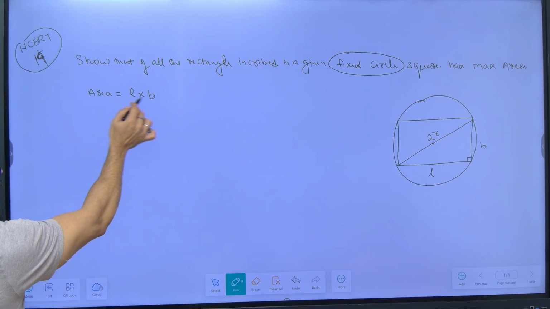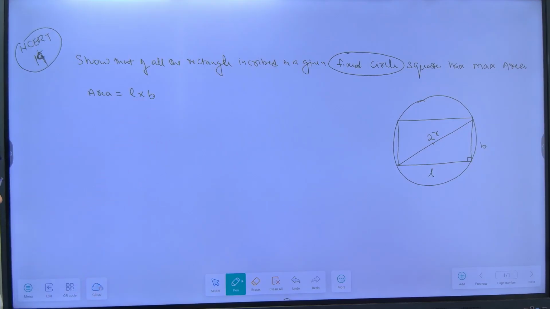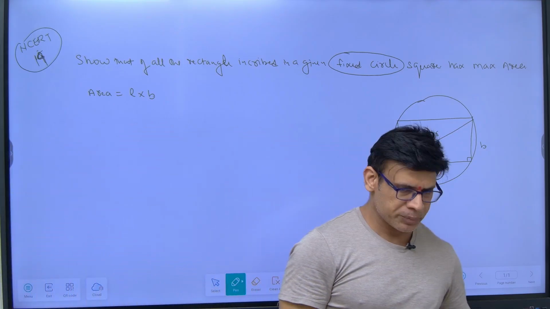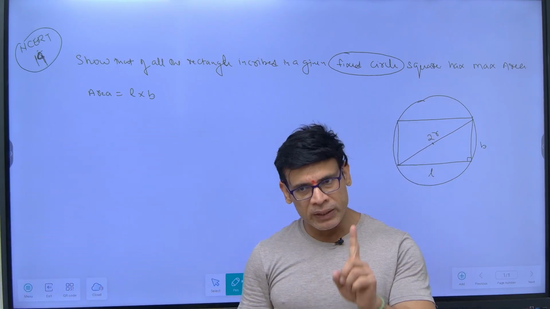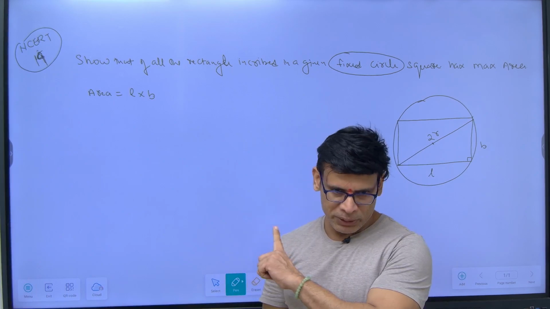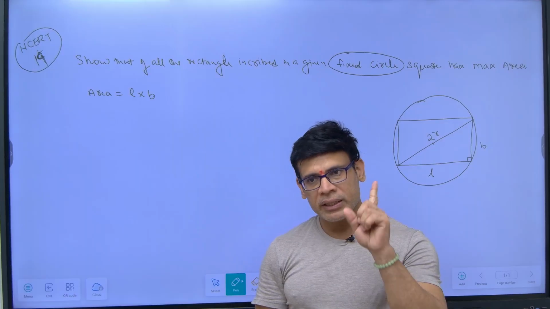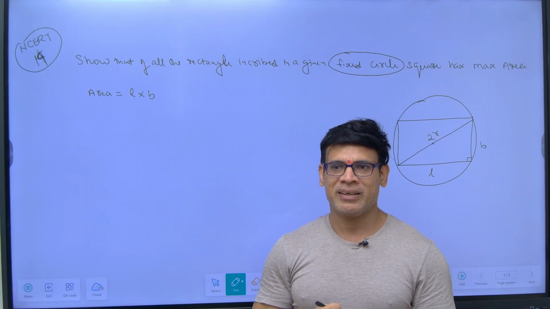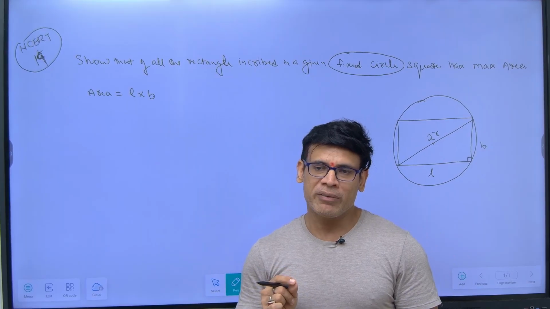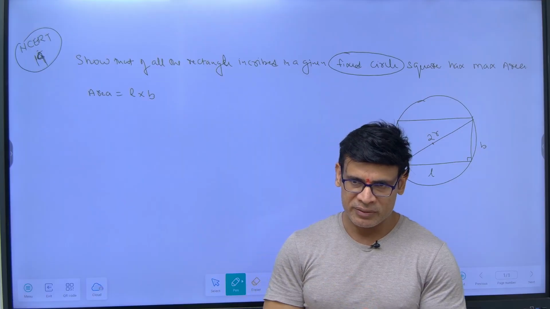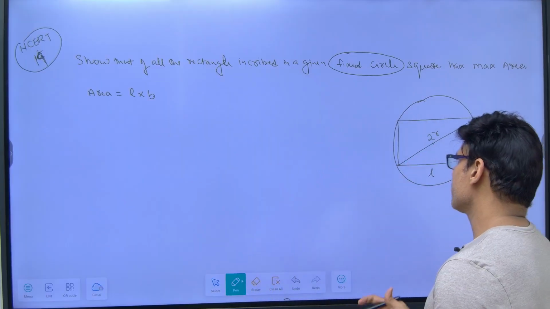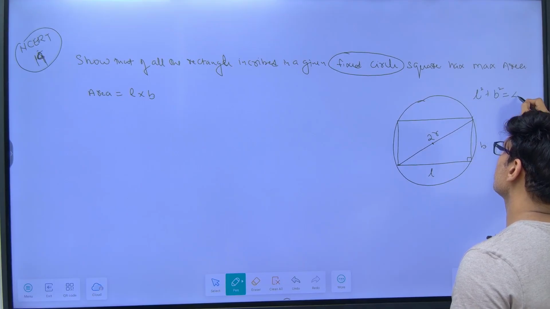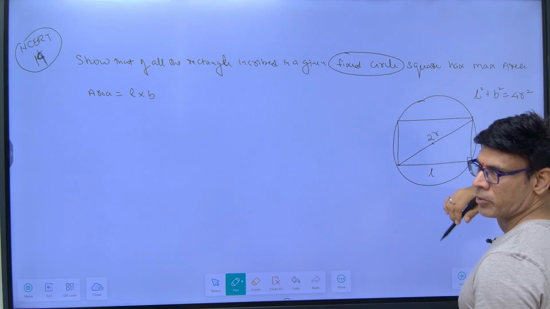whatever function you have to maximize or minimize should be a function in a single variable. Now L and B are two variables. To bring it into a single variable, I have to use R. Now there is the Pythagoras theorem. What is that? L square plus B square is equal to 4R square.